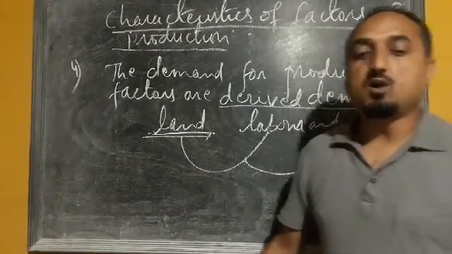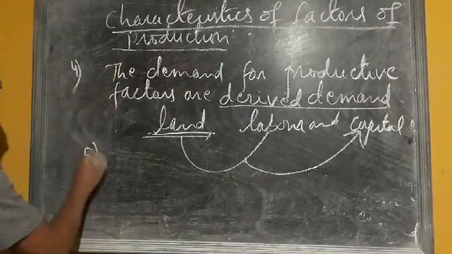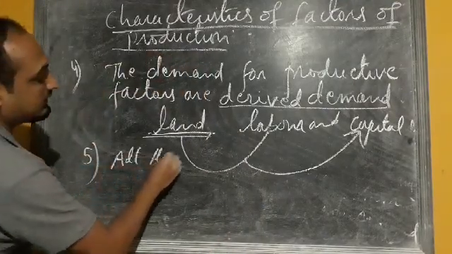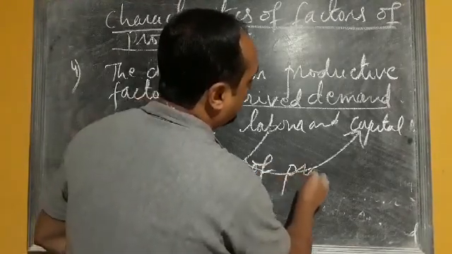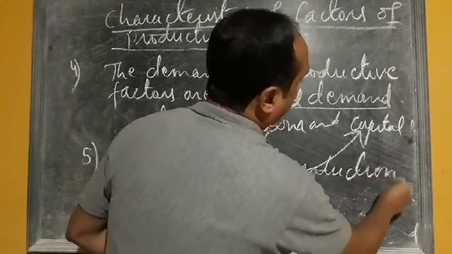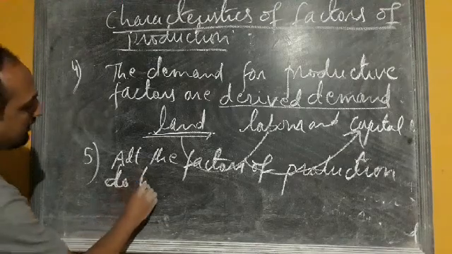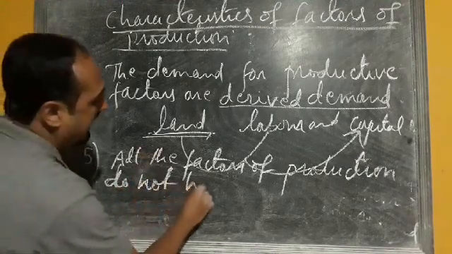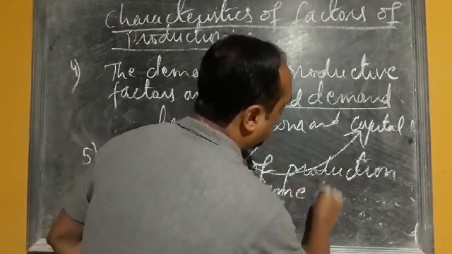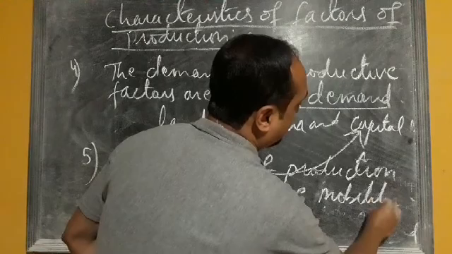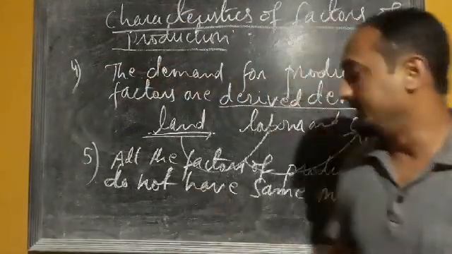Now next we have all the factors of production do not have same mobility. Okay, point number 5, we have all the factors of production do not have same mobility. Okay, so here you have to understand the concept of mobility.